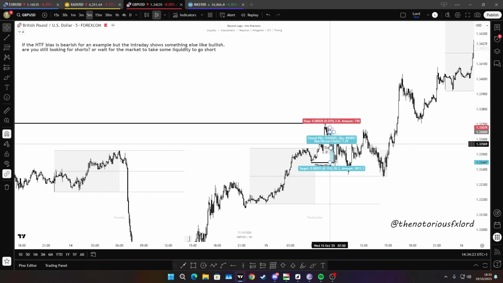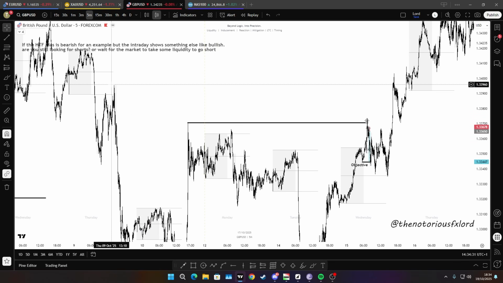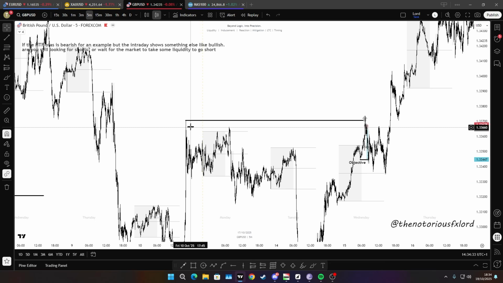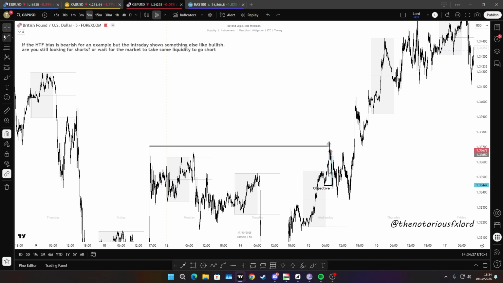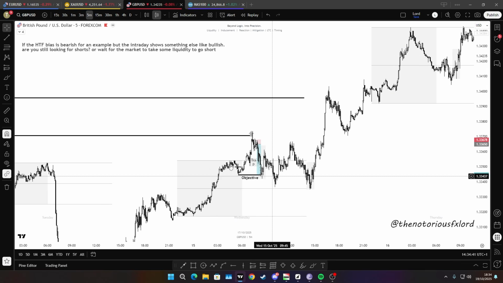Again, it's all about adapting to the markets, because we can't really force the market to do what we want. Let's say I can't force the market to take out this high and then go lower, right? I can't force the market to take out this low and then go lower. In this instance, price took out this high, right?